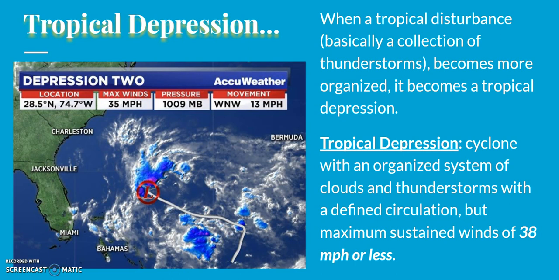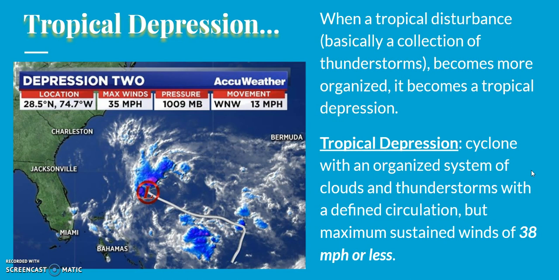All right, your lowest level of tropical cyclones are your tropical depressions. Remember those tropical disturbances that are just indicated by the yellow or orange or red X's. When a tropical disturbance becomes better organized and starts to display some sort of circulation, then it becomes a tropical depression. That's your lowest level of tropical cyclone.